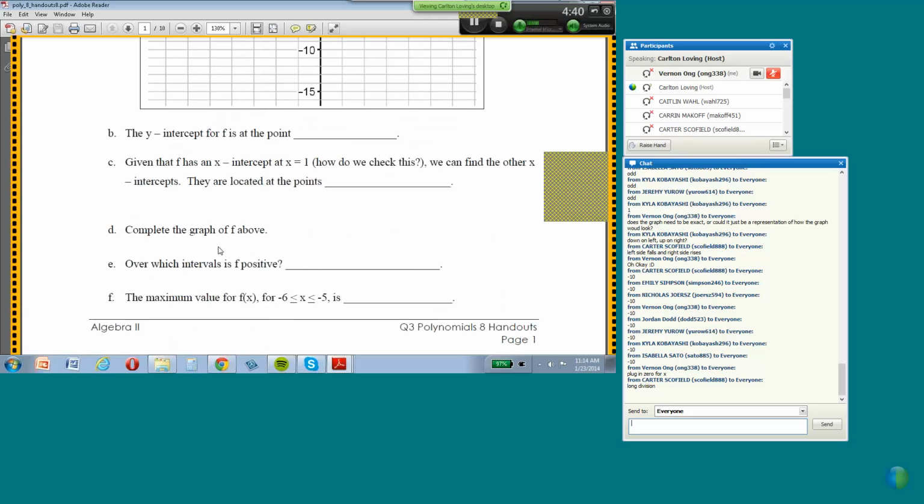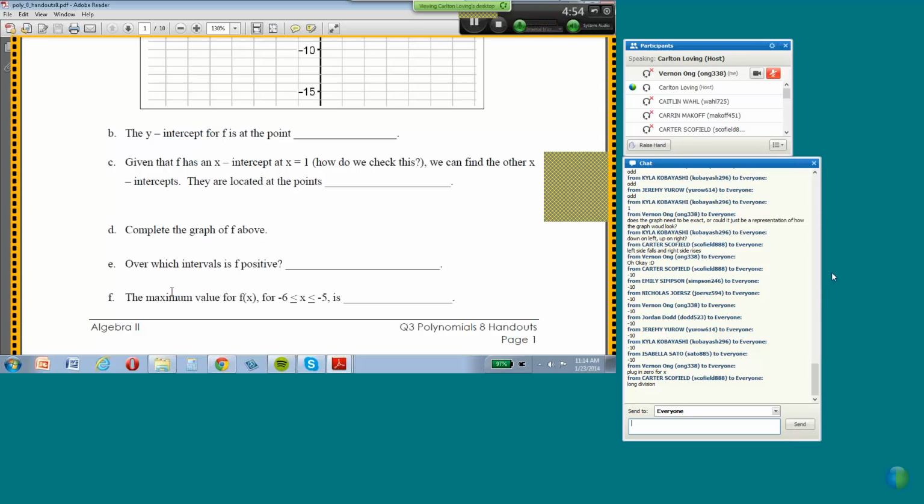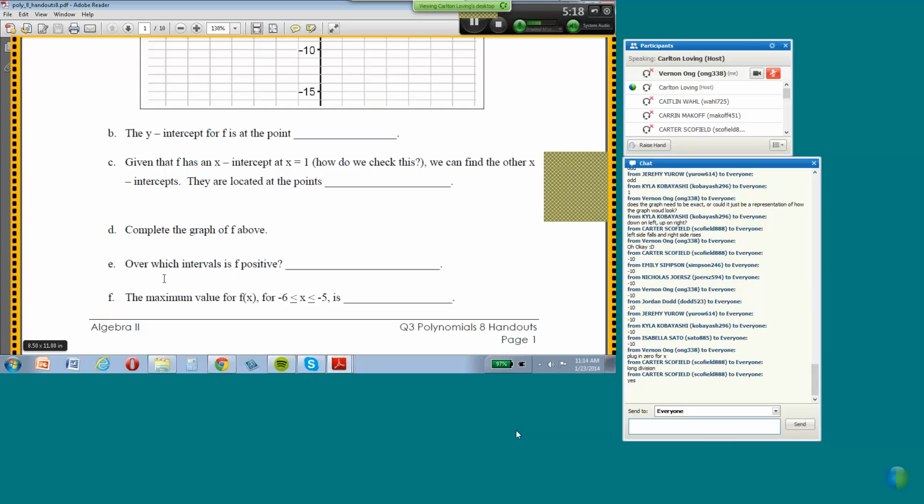Then it says complete the graph of f above using that information. Over which intervals is f positive? And then it says the maximum value of f of x for the interval -6 to -5 is what? Now, if you have done the long division on this, one of the zeros is actually what? -5, right? In fact, the zero that's farthest to the left is -5.